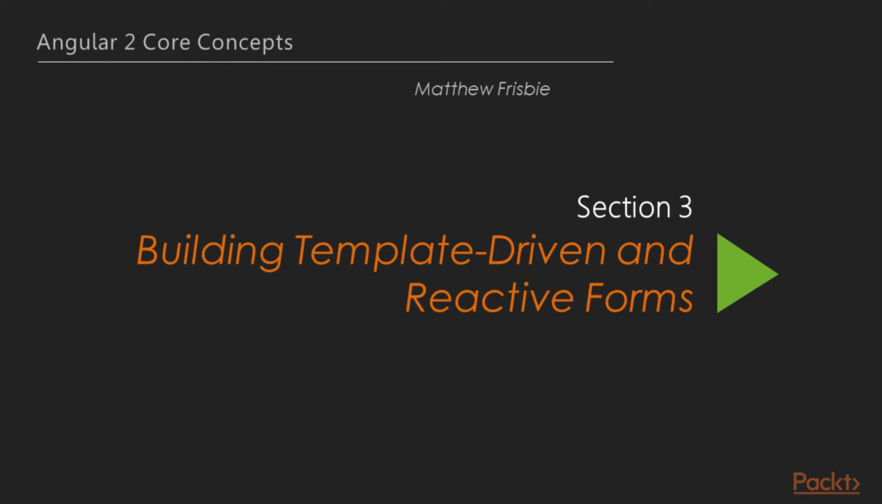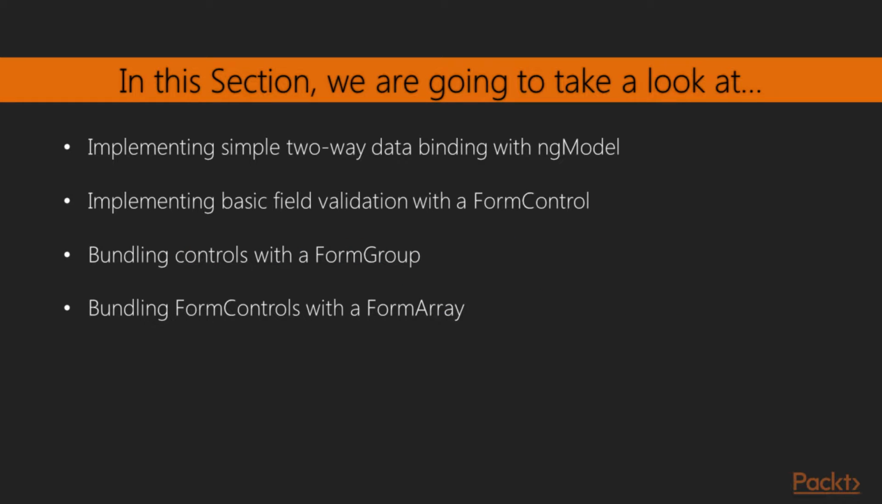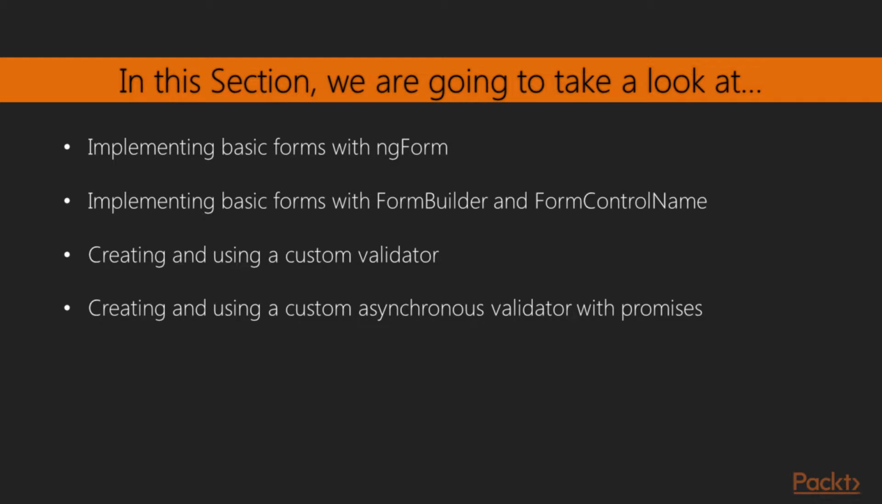Hi, and welcome to the third section, Building Template-Driven and Reactive Forms. In the previous section, we looked at conquering components and directives. In this section, we will begin with implementing simple two-way data binding with ngModel and basic field validation with a form control. Then we will move on to bundling controls with a form group and form controls with a form array. Post that, we will be implementing basic forms with ngForm, form builder, and form control name. Lastly, we will be creating and using a custom validator and a custom asynchronous validator with promises.